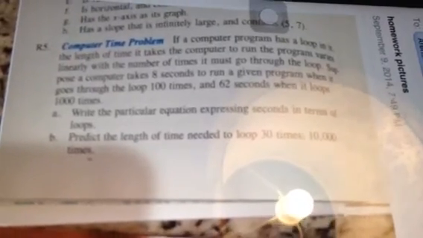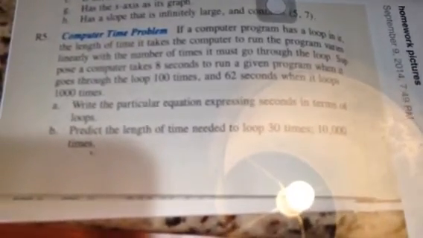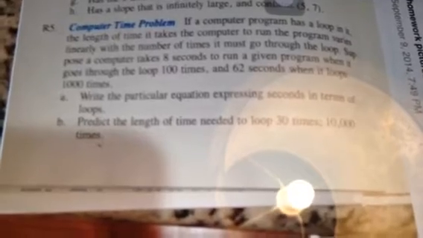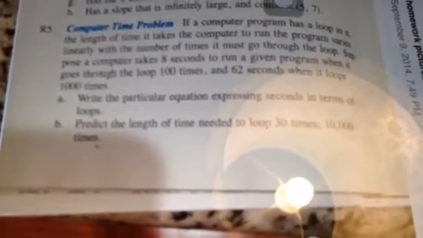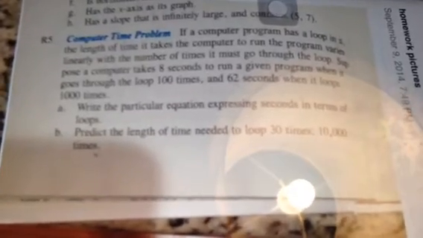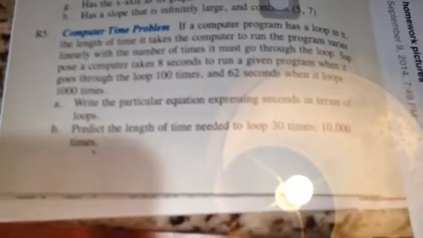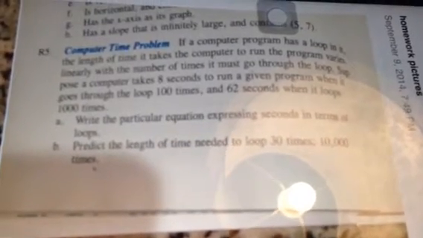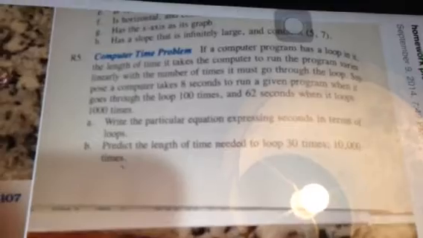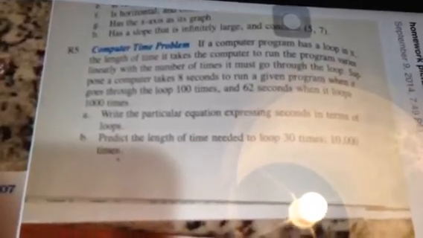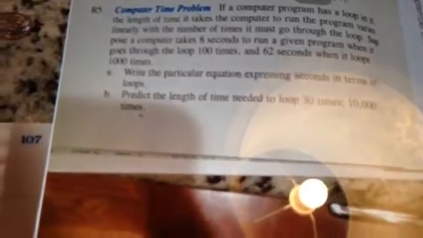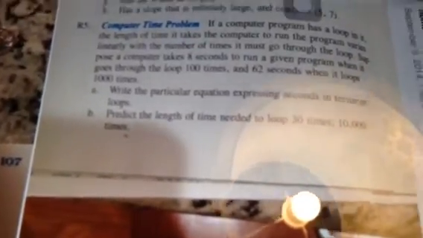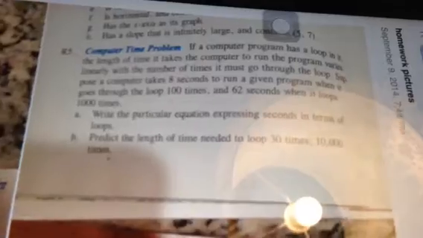If a computer program has a loop in it, the length of time it takes the computer to run the program varies linearly with the number of times it must go through the loop. Suppose the computer takes 8 seconds to run a given program when it goes through the loop 100 times, and 62 seconds when it goes through 1,000 times. Now, essentially, when it goes through a loop for the computer program, it's cycling through the same set of code over and over and over again, which takes time for the computer to process.